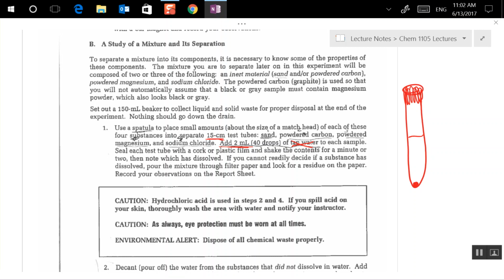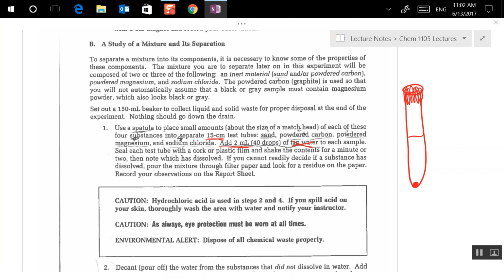And then if there's a component that's neither water soluble or acid soluble, then that's the thing that's going to be left in the end in your mixture, right? So that's the process that you're going to be going through tomorrow to identify what is in the mixture.